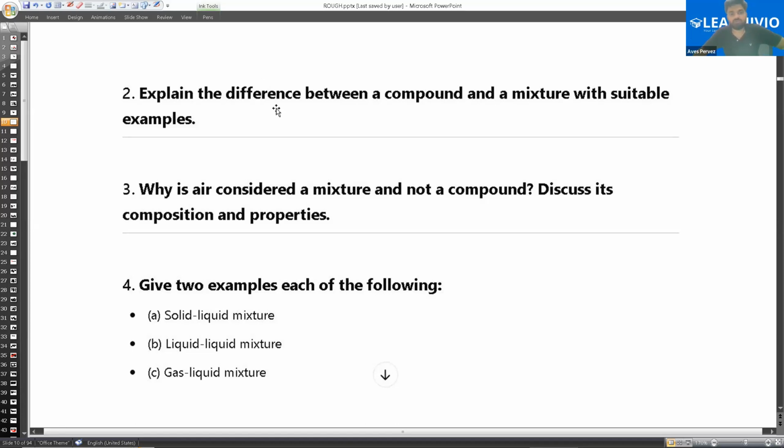Yes, what should be the answer for this question? Explain the difference between compounds and mixtures with suitable examples. Can you tell me what is the difference between compounds and mixtures?